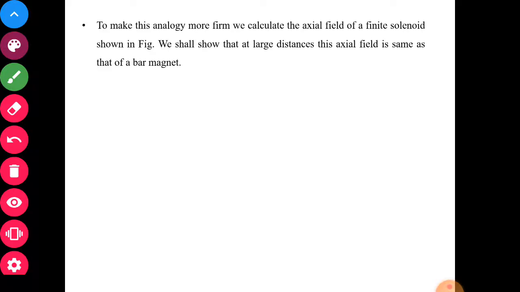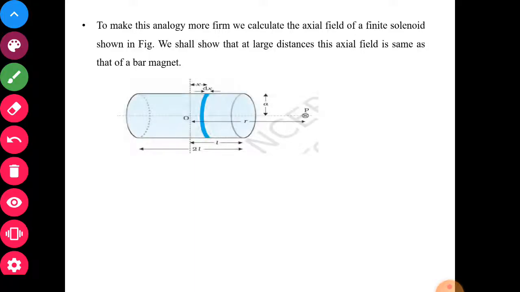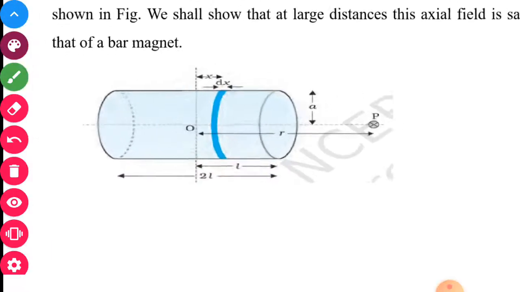Now see, we have to make an analogy. We take the magnetic field of a solenoid, and we consider one solenoid in this figure, which has a finite length. We shall show that at large distance this axial field is the same as that of a bar magnet. So whatever field is produced by the solenoid is similar to that of the bar magnet. So this is our figure of the solenoid.